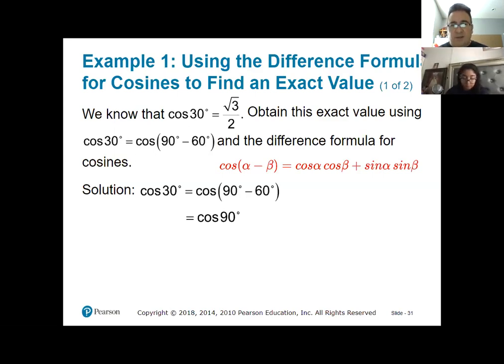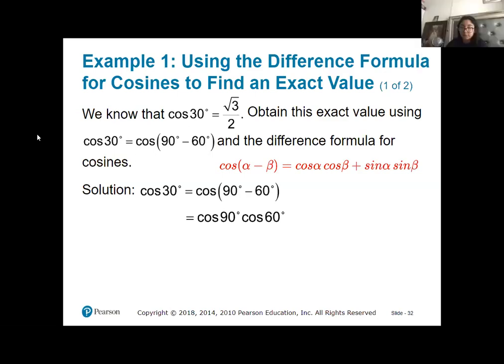60. Very good. And then? Plus sine of 90 times sine of 60. There you go. Sine of 90 times sine of 60. Good.